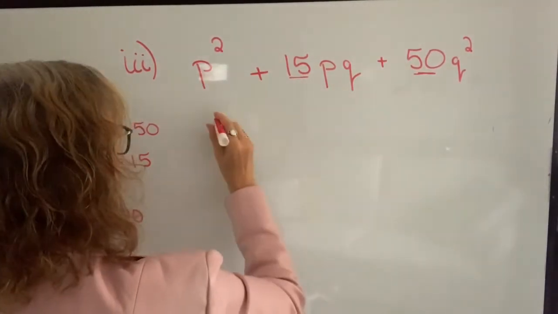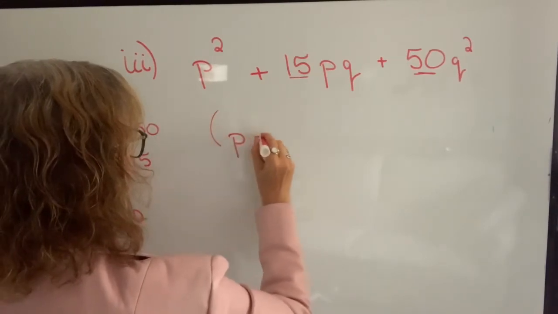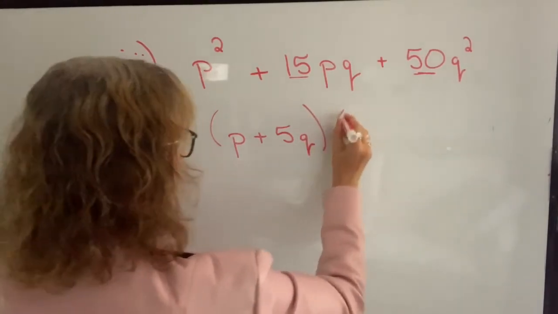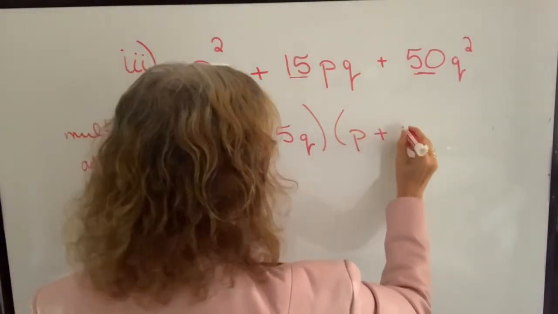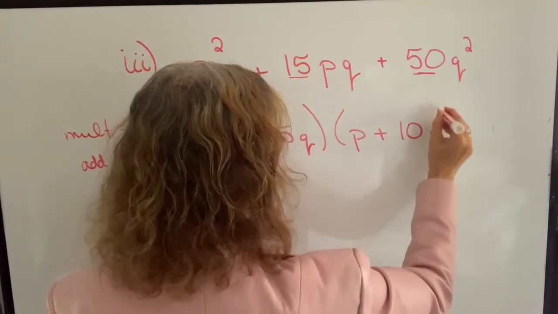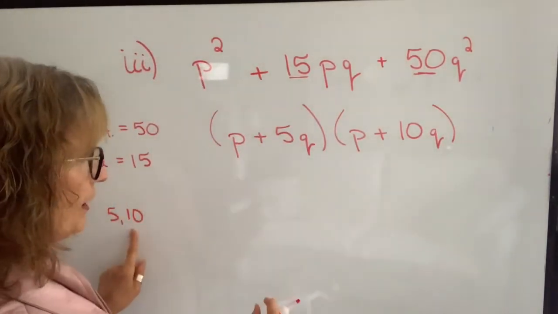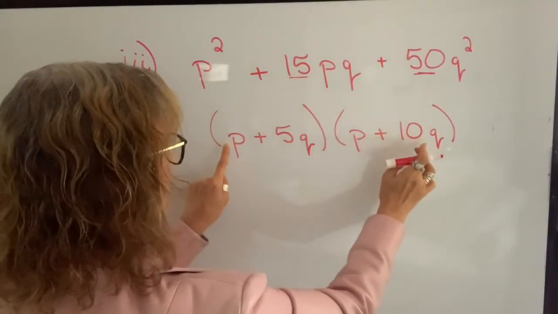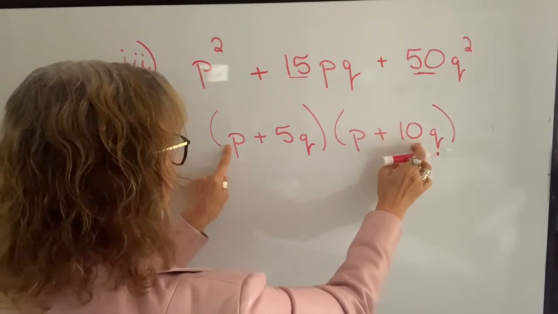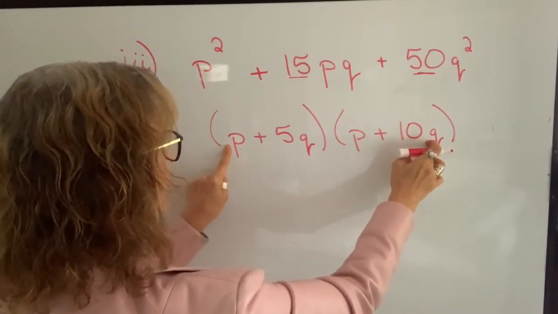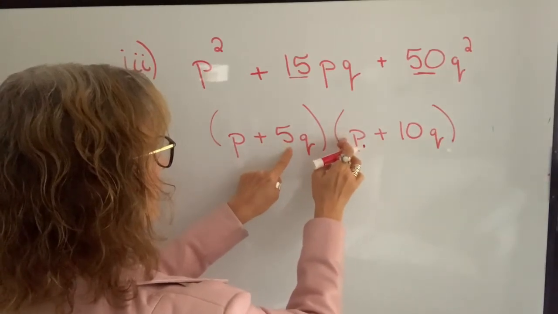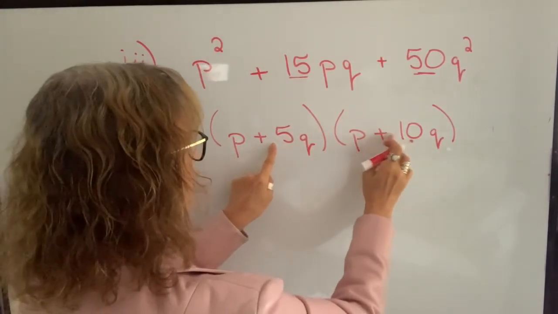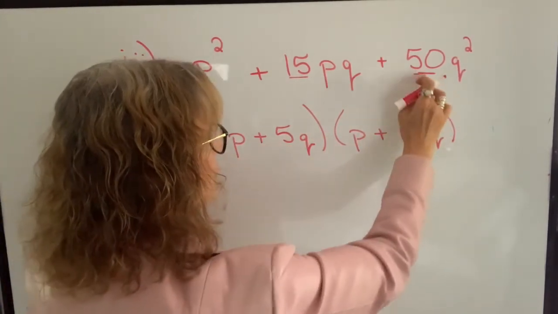So now I'm going to set up my factors. It will be p plus 5, but remember we have a q there. The other factor is p plus 10q. Let's check by multiplying these two out. P times p is p squared. When I multiply these two, I get 10pq, plus, when I multiply here, I have 5pq, so 10pq plus 5pq is 15pq, plus 5q times 10q is 50q squared.